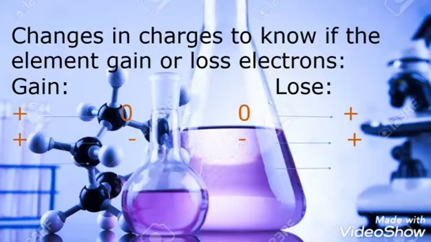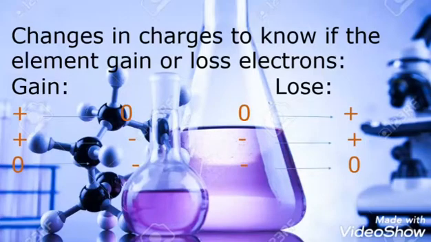Second, if the charge changes from positive to negative, it means that you are gaining an electron. On the other hand, if the charge changes from negative to positive, it means that you lost an electron. Third, if the charge changes from zero or neutral to negative, it means that you gain an electron. And if the charge changes from negative to zero or neutral, it means that you lose an electron.